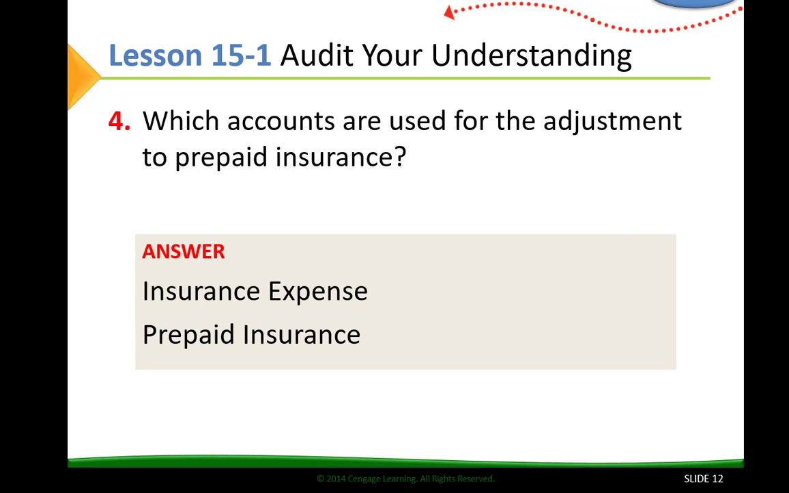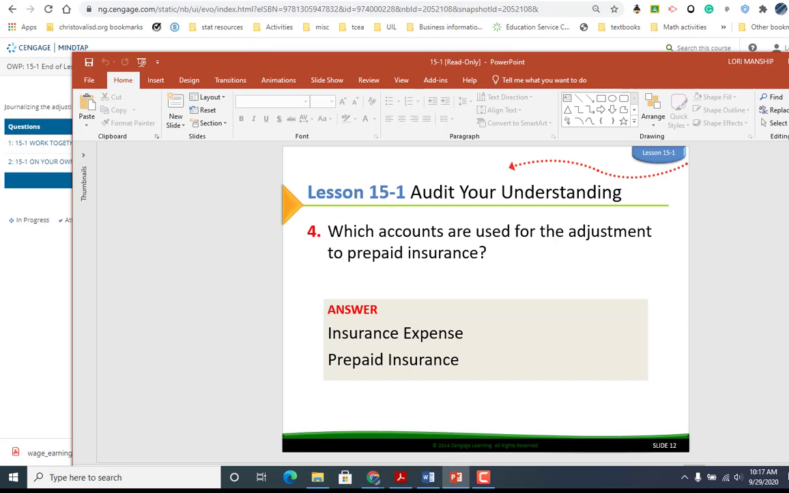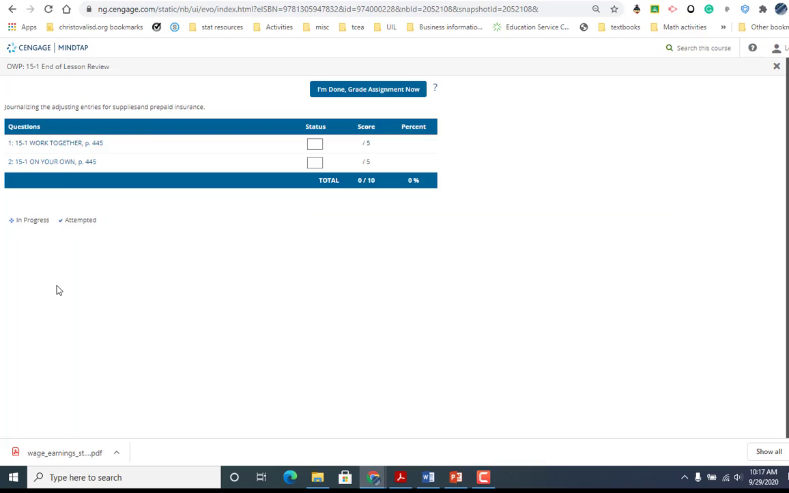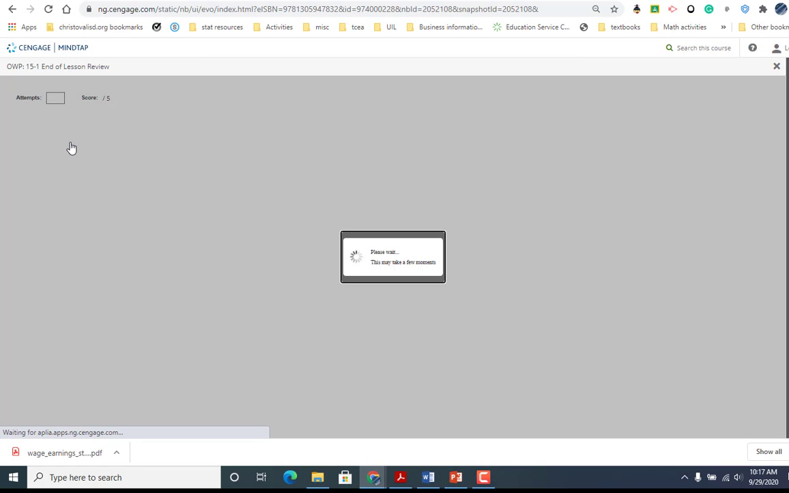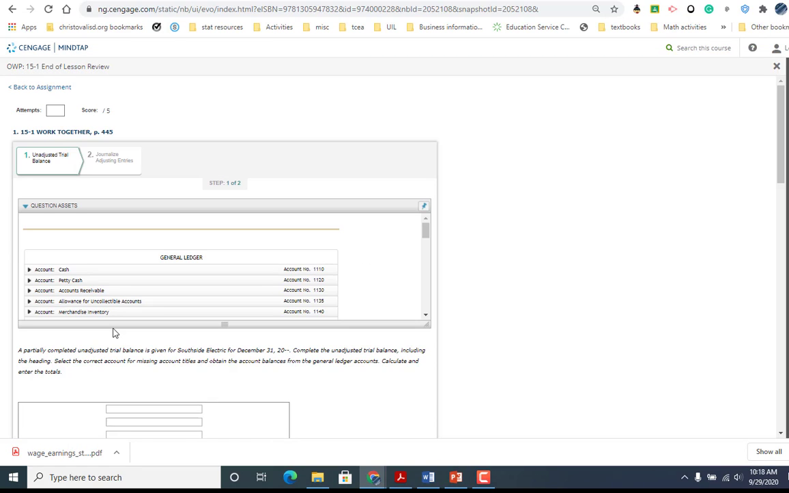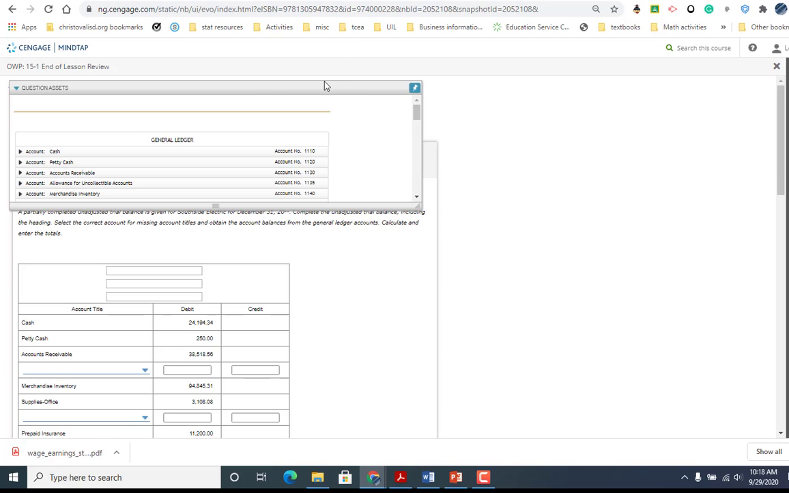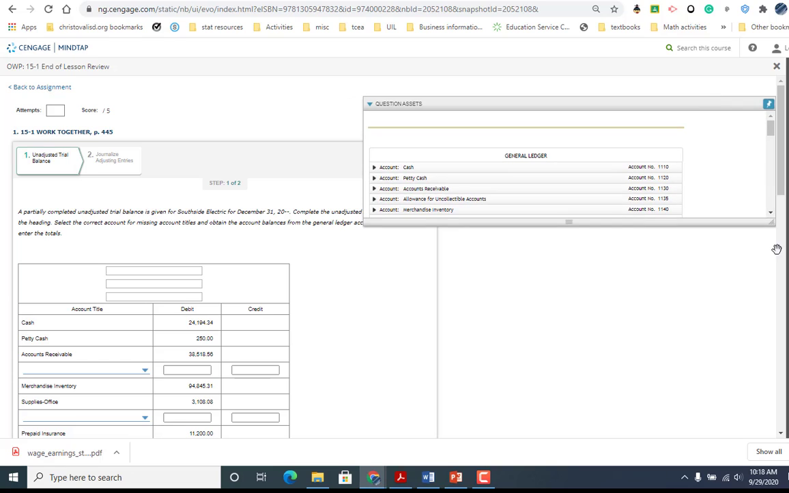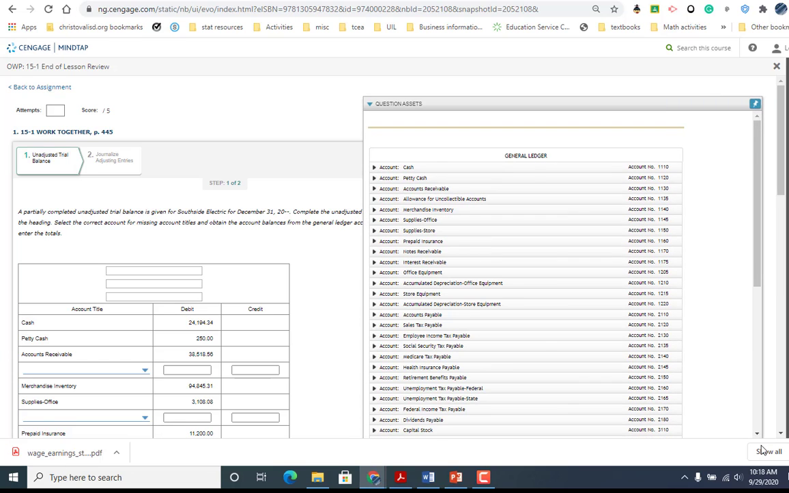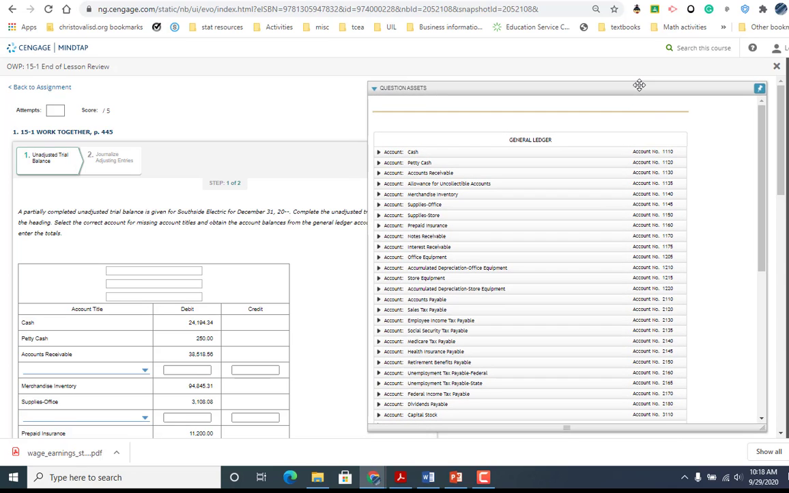Let's go ahead and go to our assignment and do the work together. So there's 2 parts to this. First is we're going to be doing the unadjusted trial balance, but they were very kind to us and didn't make you fill out the entire trial balance, but you do have to fill in some blanks. So we need to find the blanks that we need to fill in.